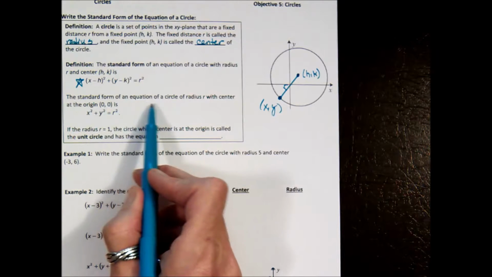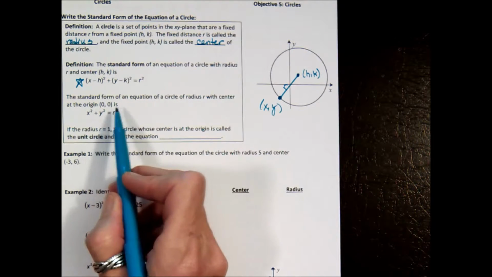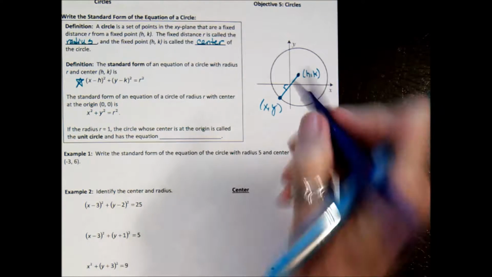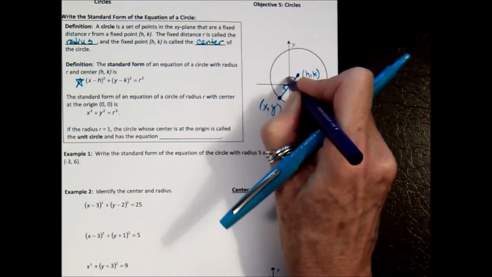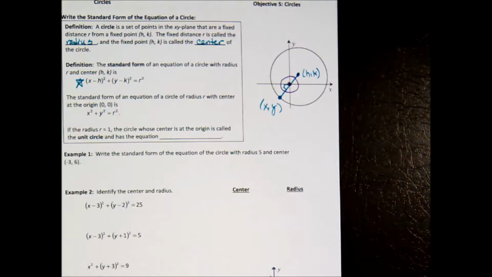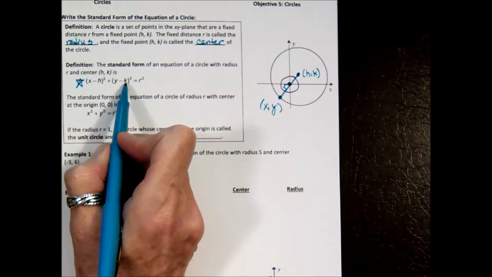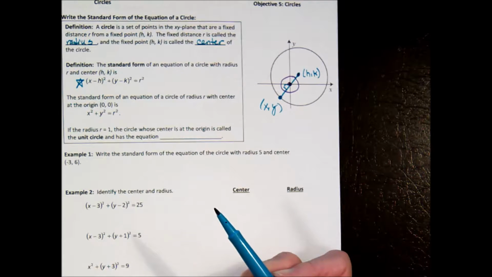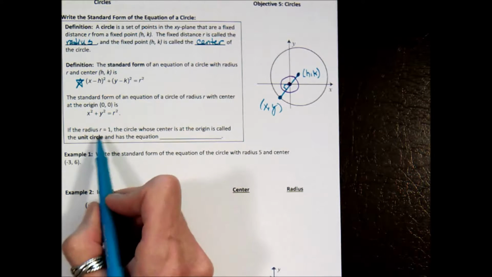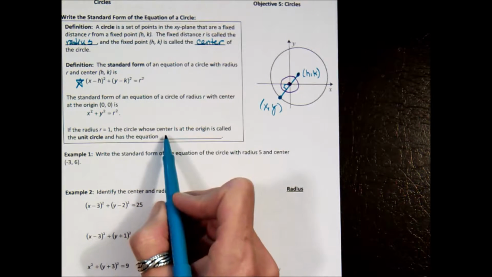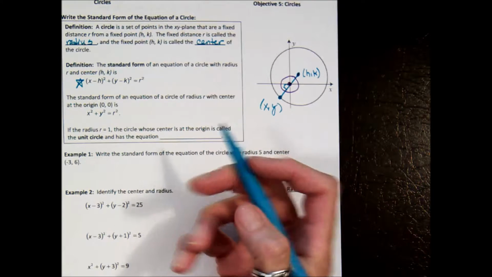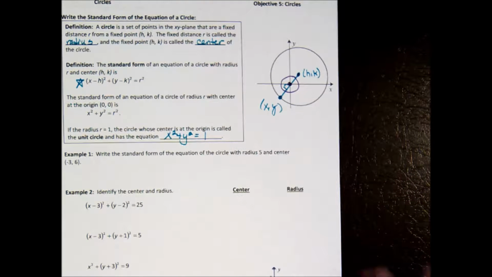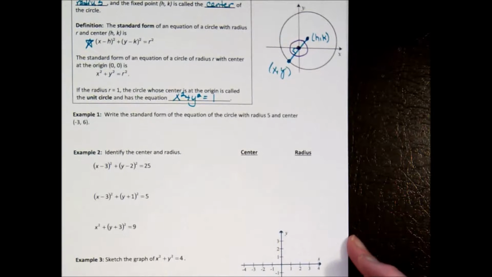The standard form of an equation of a circle of radius r whose center is at the origin. Now this one is not at the origin, but if I had, let me do it in a different color, a circle whose center was here, like that little circle right there, then the h and the k would be 0 and they would fall out of that equation, and you would just have x squared plus y squared equals r squared. If the radius of a circle is 1, the circle whose center is at the origin is called the unit circle, and it has an equation of x squared plus y squared equals 1. And if you take pre-calculus, you'll be doing a lot more talking about the unit circle.